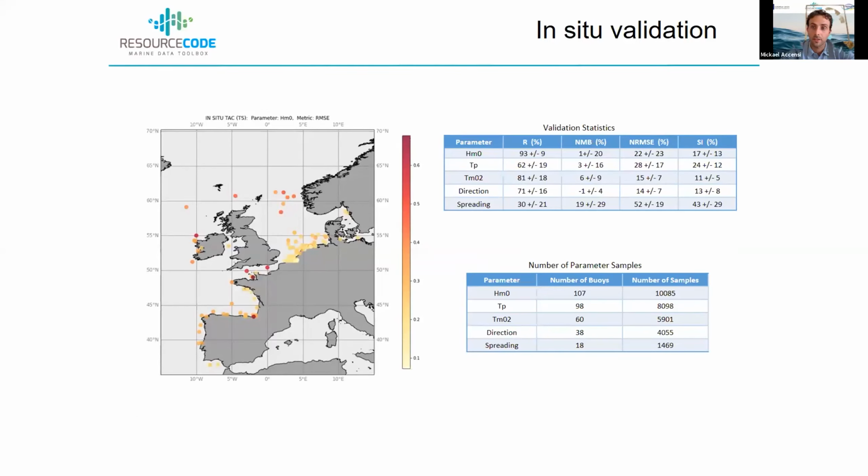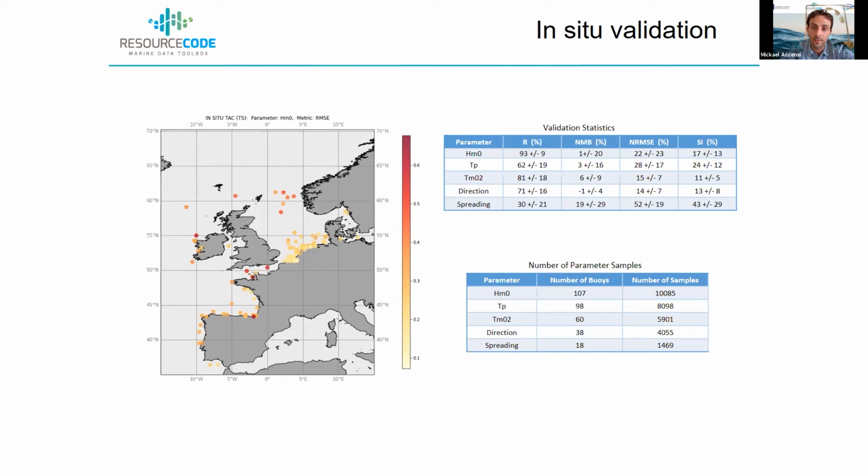And so then for the validation of this hindcast database, we have compared the model output against buoys data provided by the CMEMS In Situ TAC network. This database is publicly available, so you can go on the CMAPS website, or it should also be available through the Resourcecode toolbox in the validation datasets.